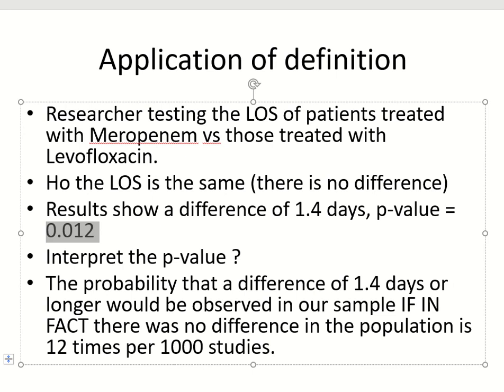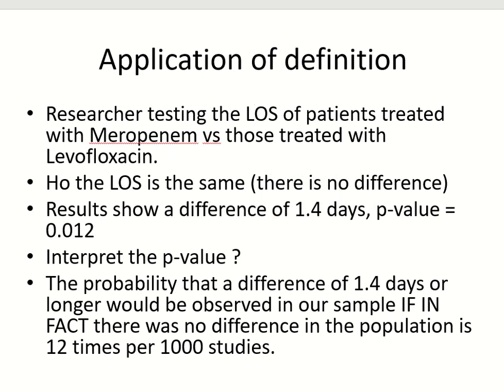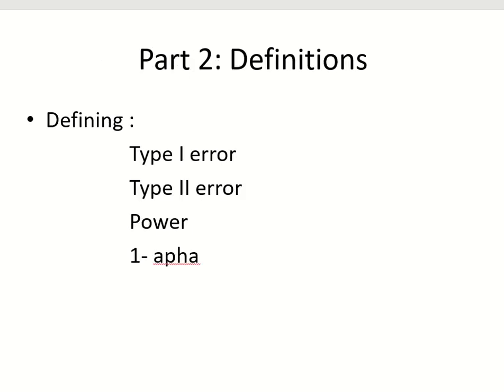Well, remember, we evaluate the p-value compared to alpha, yani the 5%. This is lower than 5%, so we're going to consider this probability to be small, yani the occurrence is rare, it should not have occurred. Since it did occur, we're going to reject our null hypothesis that says there is no difference, and therefore we're going to declare that there is a difference, and that the observed difference is statistically significant. Okay? That leads us into defining type 1 and type 2 error, and also defining power and 1 minus alpha.